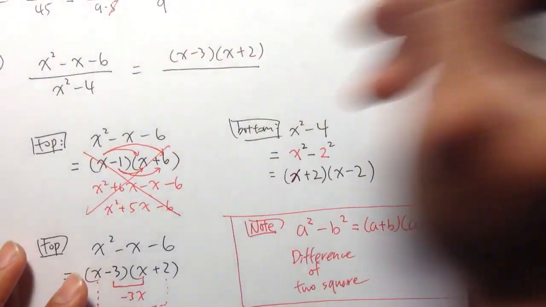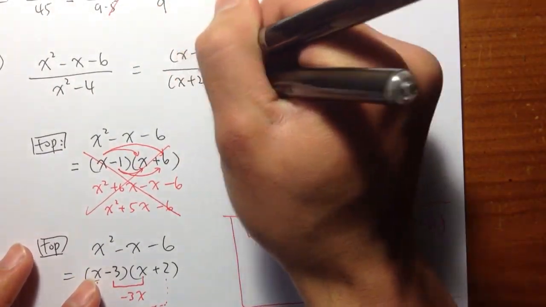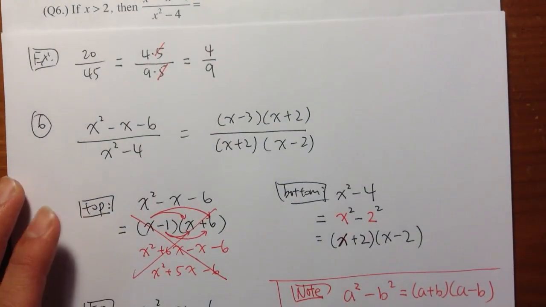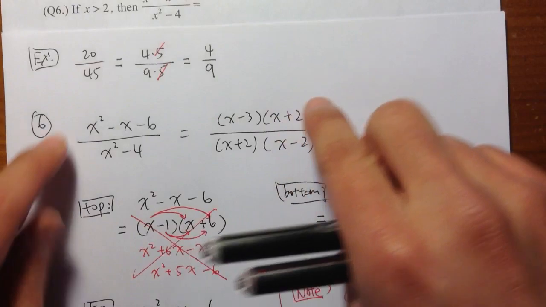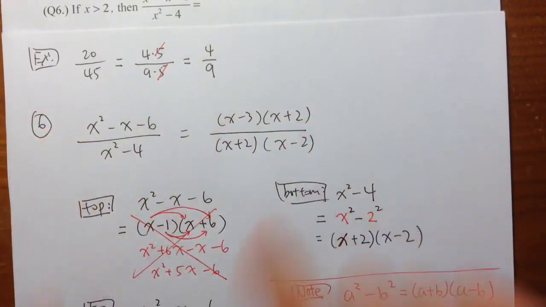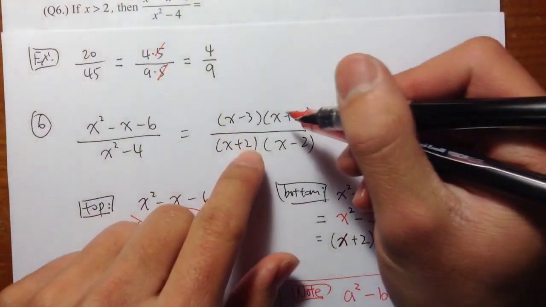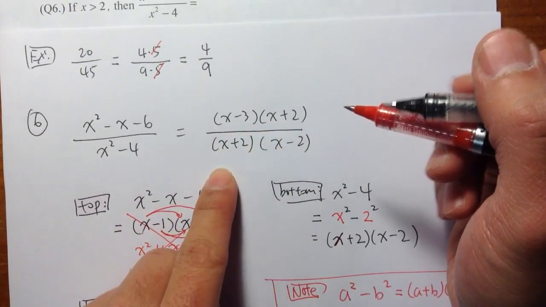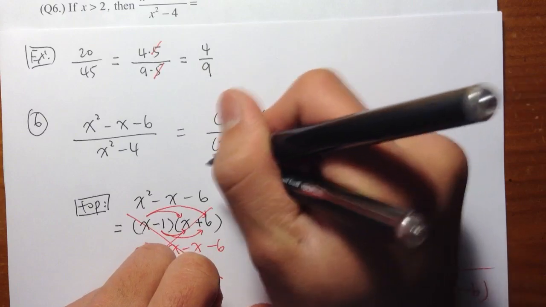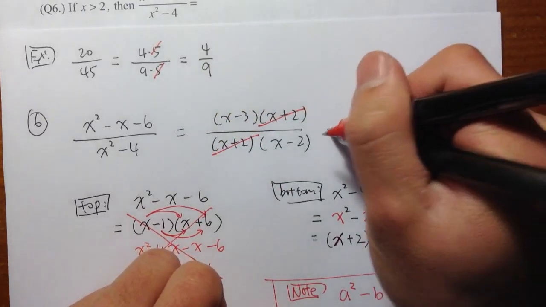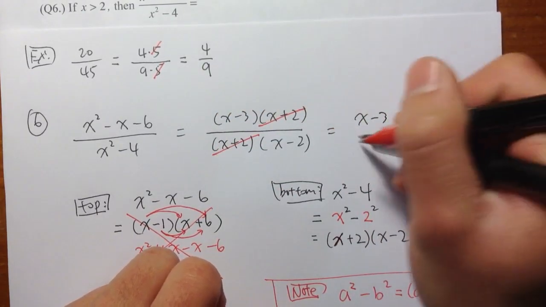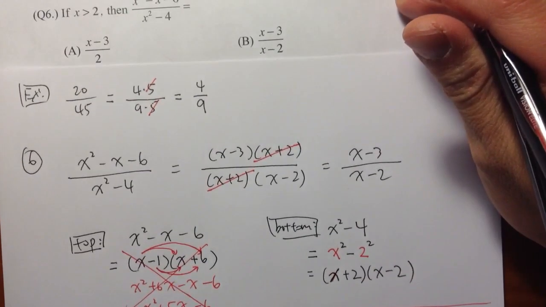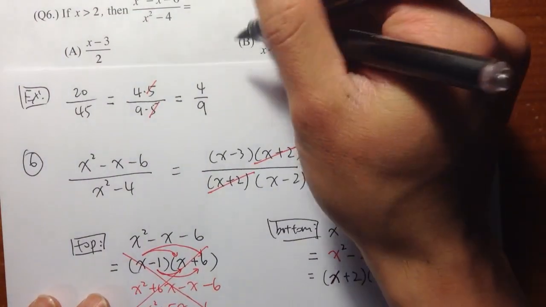And I'm going to put it on the denominator. X plus 2 times x minus 2. So once we factor out the top and bottom, look for the common factor, which is the x plus 2 inside of the parentheses. Right? Then they are exactly the same. I can cancel them. And I get x minus 3 on the top over x minus 2 on the bottom. And that's choice B. That's answer choice B.